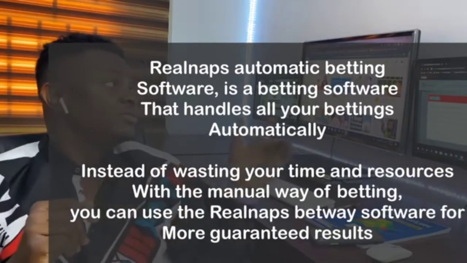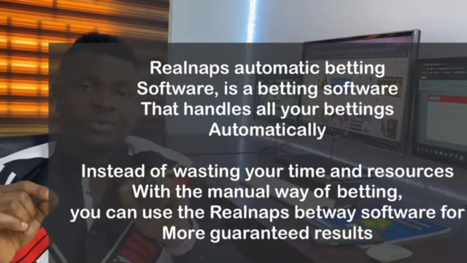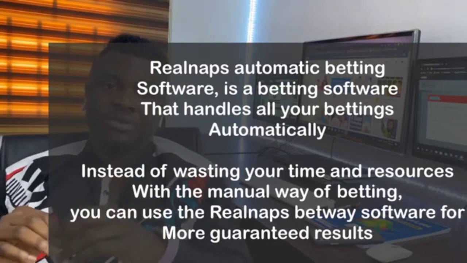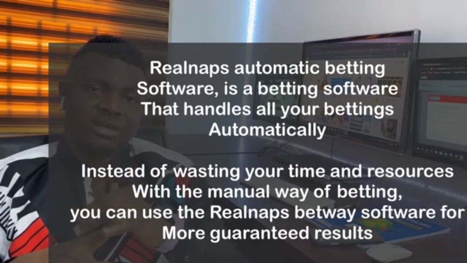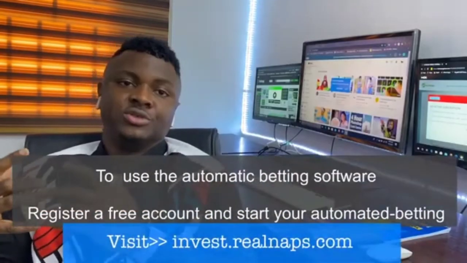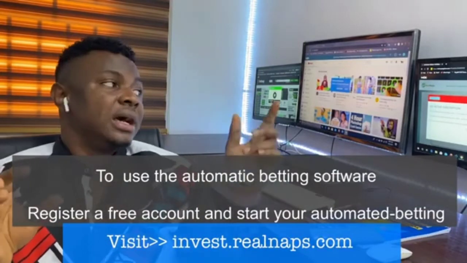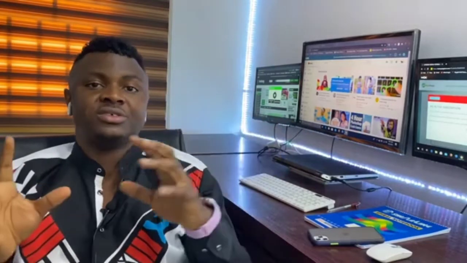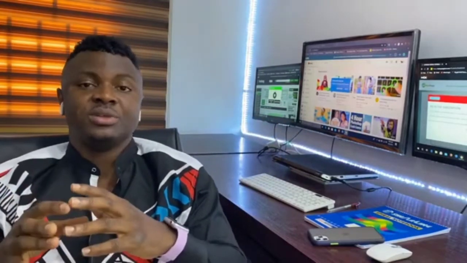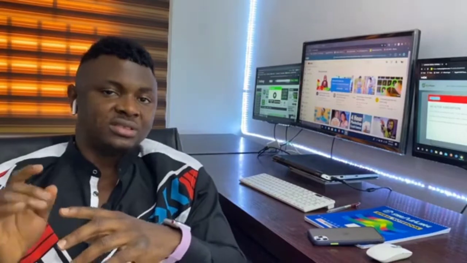Before, I would have to sit on the computer for hours looking for the best game to bet, betting my money on it. This was the major problem I had. One, I had to use more of my time. So rather than channel my time on doing other things, I had to sit down and place my bets myself. The second one was I had to spend more on electricity. Obviously, you cannot power your computer, your phone, or whatever device you're using to bet without electricity. So that simply means I had to make sure there was constant electricity and constant internet data.